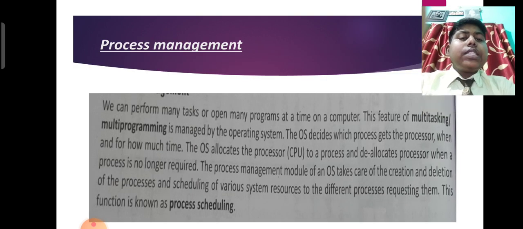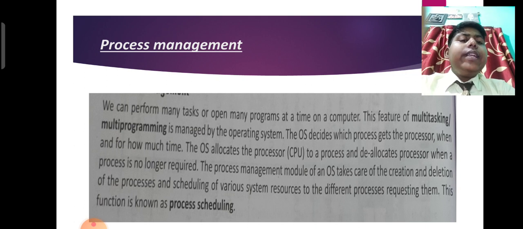So first of all, process management. We can perform any task or open many programs at a time on a computer. This feature, multitasking or multi-programming, is managed by the operating system. The OS decides which process gets the processor when and for how much time. The OS allocates the processor, the CPU, to a process and deallocates the processor when a process is no longer required.